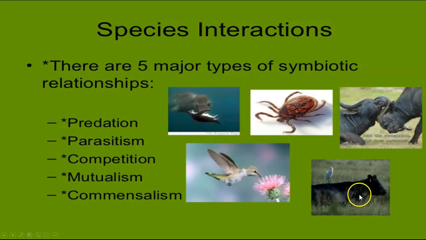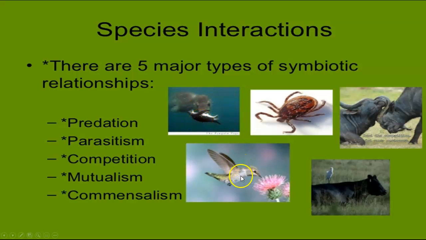So you could look at this cow and this egret, and they're probably hanging out in a prairie, and the bird is feeding on the bugs or the insects on the hide of the cow, and so the bird is getting fed and the cow is getting cleaned. So that would be a mutualistic relationship. A tick would be an example of a parasite right here. These 2 are fighting, so that would be competition. And then this is predation, one feeding on another.